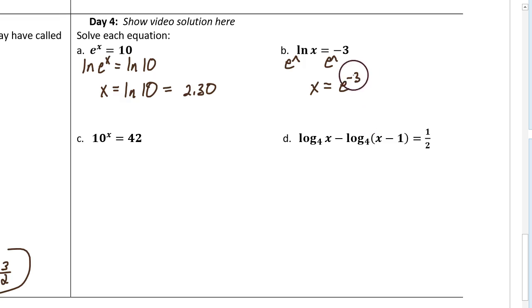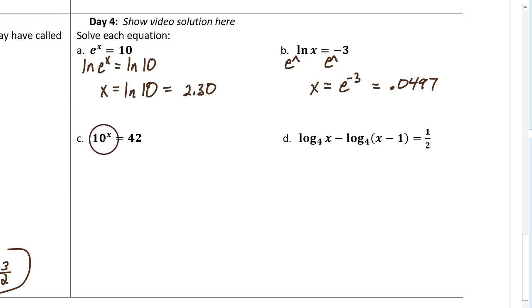If you want an exact answer, you can leave it like this, or you could type that in the calculator to get a decimal. It's 0.0497 if you round it off. So in question A, to solve an equation with an exponential, we did a logarithm on both sides. In question B, to solve an equation that had a logarithm, we exponentiated on both sides.